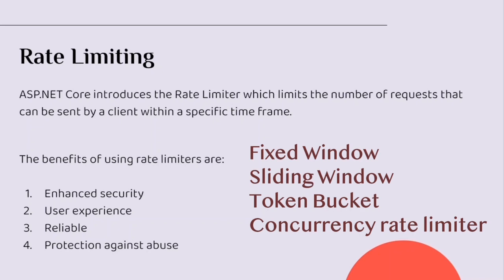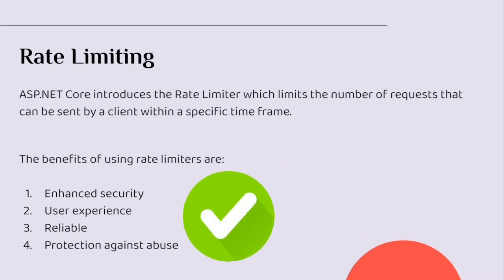The last is the concurrency rate limiter, that limits the number of concurrent requests. Unlike other rate limiters that use a time frame to limit the number of requests, the concurrency rate limiter reduces the number of available requests by 1, and when the request is complete, the number is increased by 1. The benefits of using rate limiters are enhanced security, user experience, reliability, and protection against abuse.